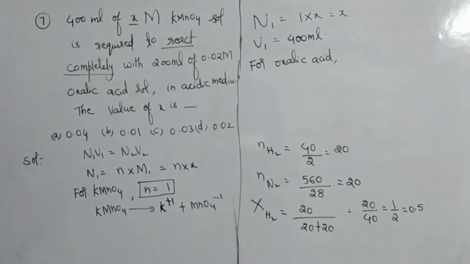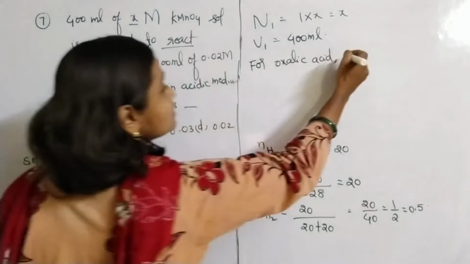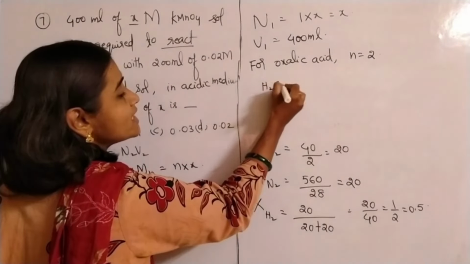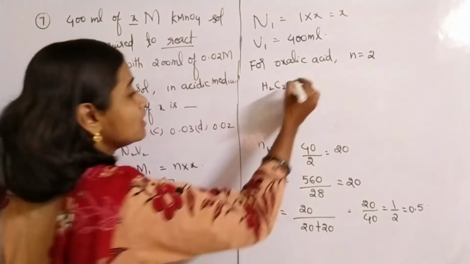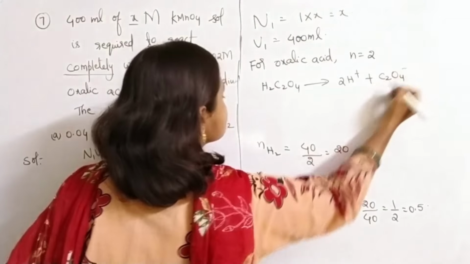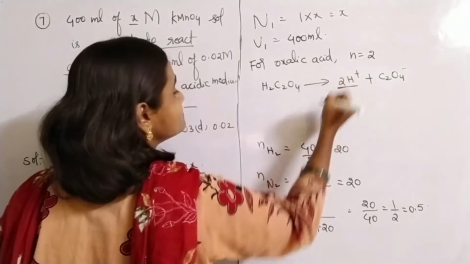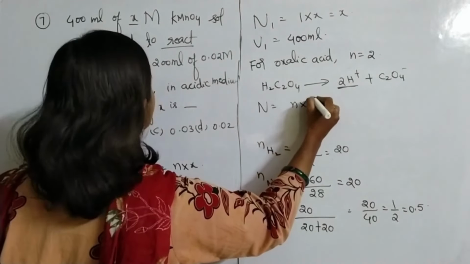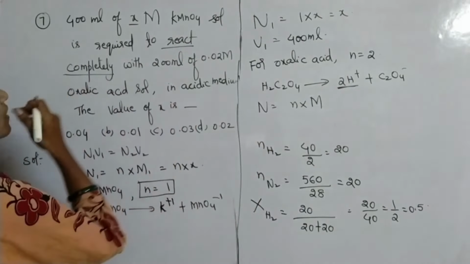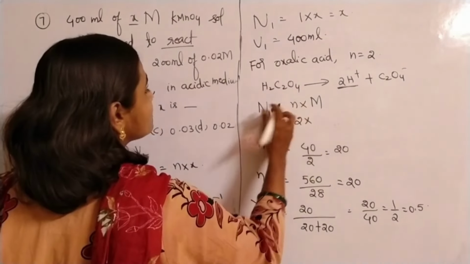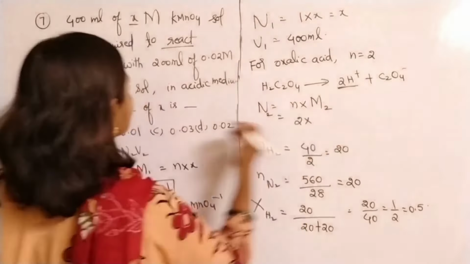For oxalic acid, N factor is how much? 2. Because 2 H plus ions will be replaceable. Okay now, oxalic acid formula is what? H2C2O4. Okay now, 2 H plus ions plus oxalate ion. So n value 2. Okay, so normality is equal to small n into molarity. Okay, small n we got it as how much? 2. Okay, and N2 is equal to small n into M2.